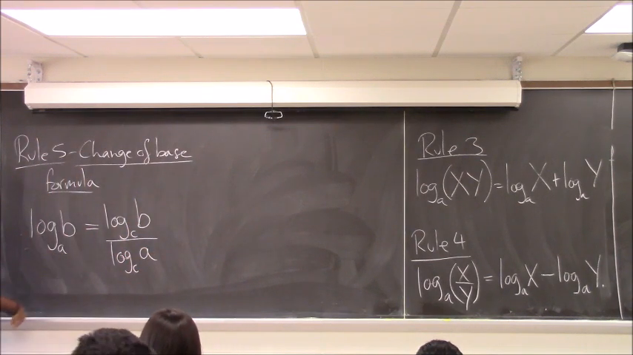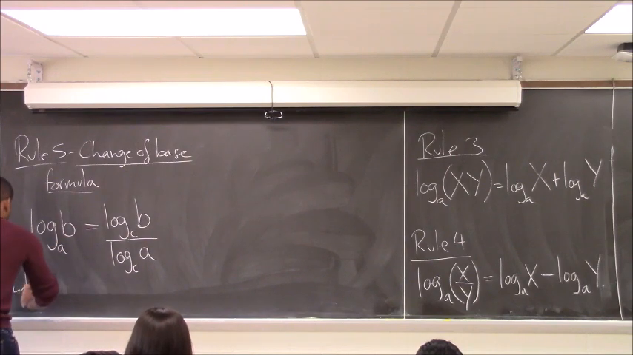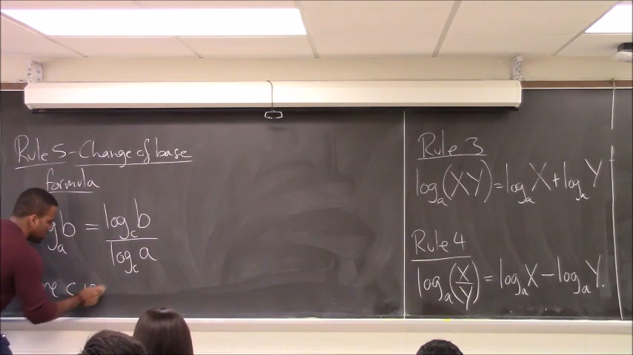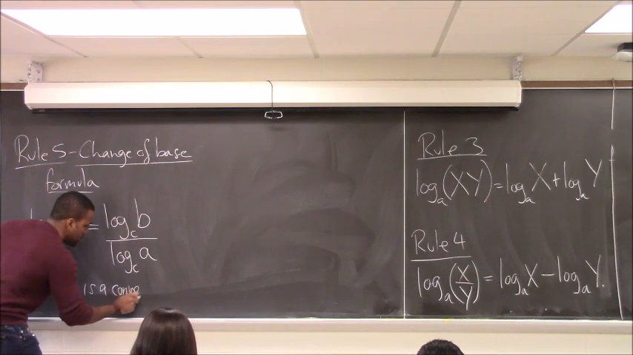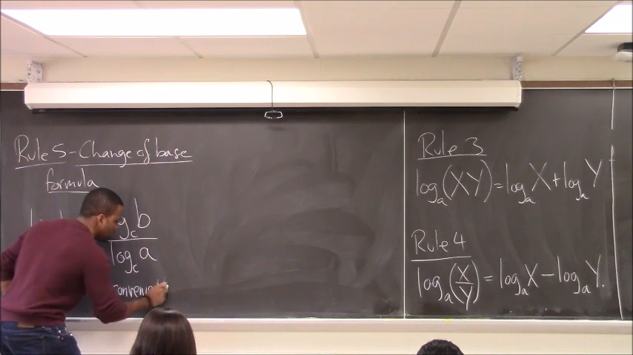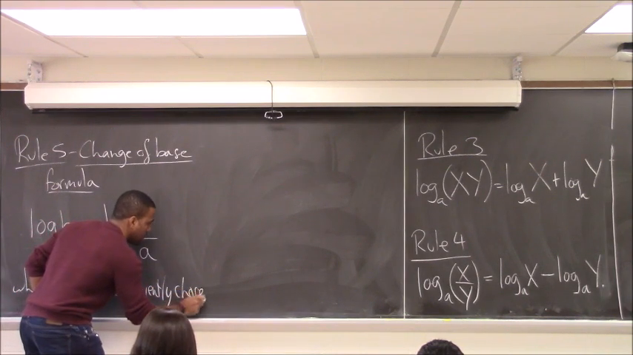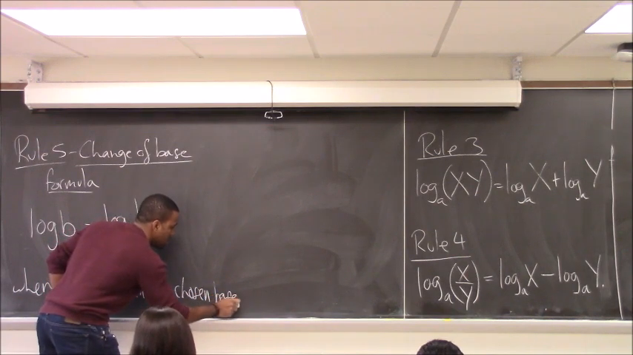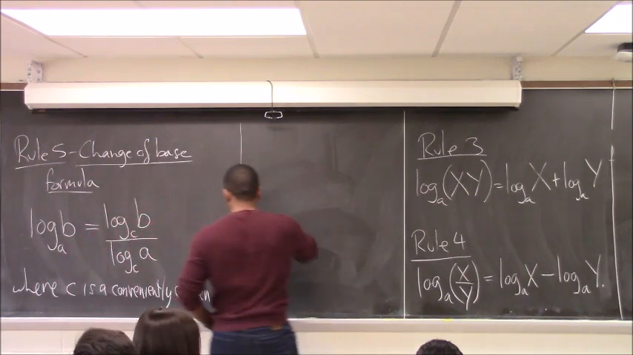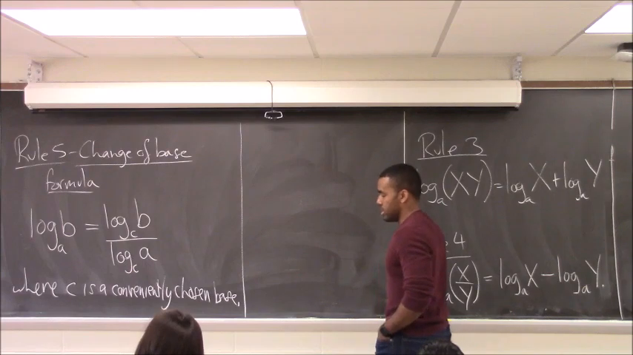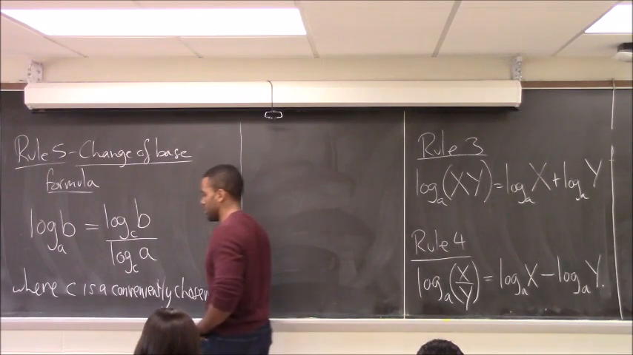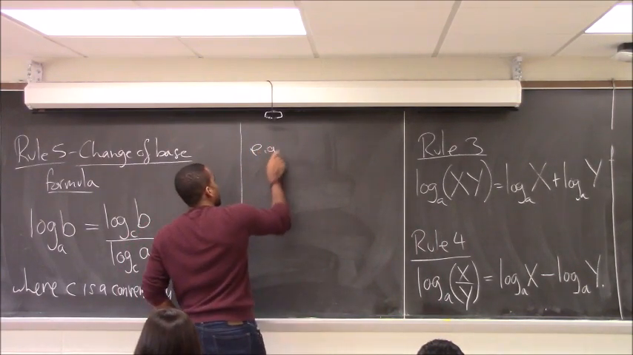So if I have a base A, not very convenient to work with, I can change it to another base, namely C, and this formula will take effect, where C is a conveniently chosen base. We'll talk about the most convenient base pretty soon, well, at least in the math context. So let's see an example of that at play.